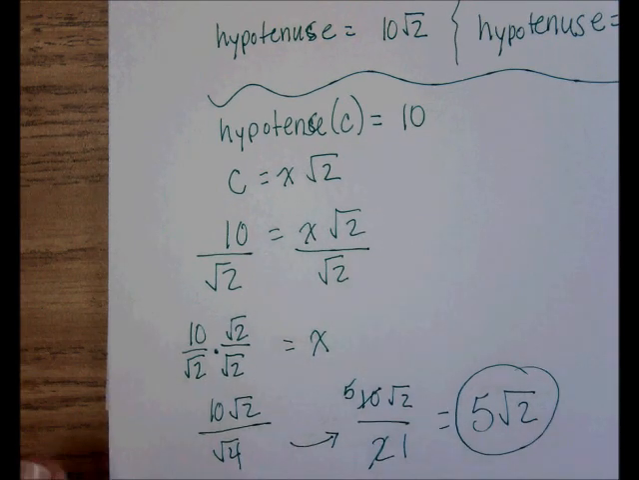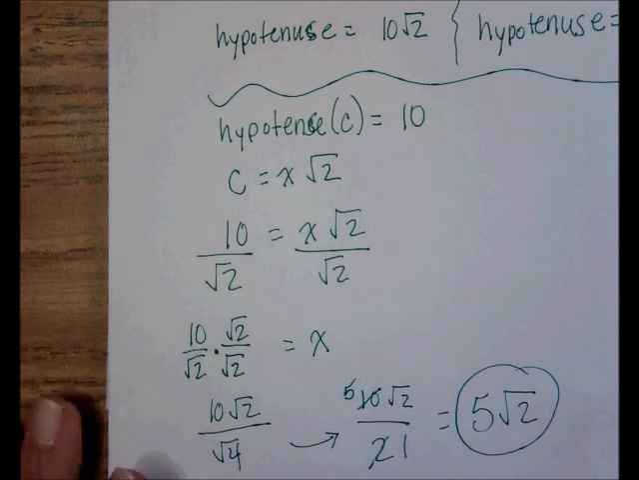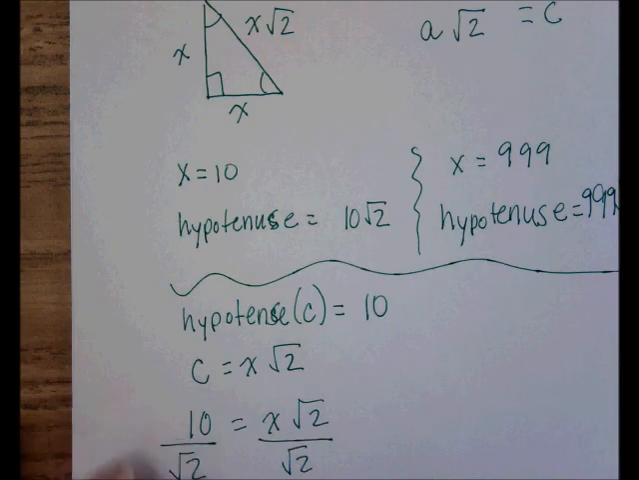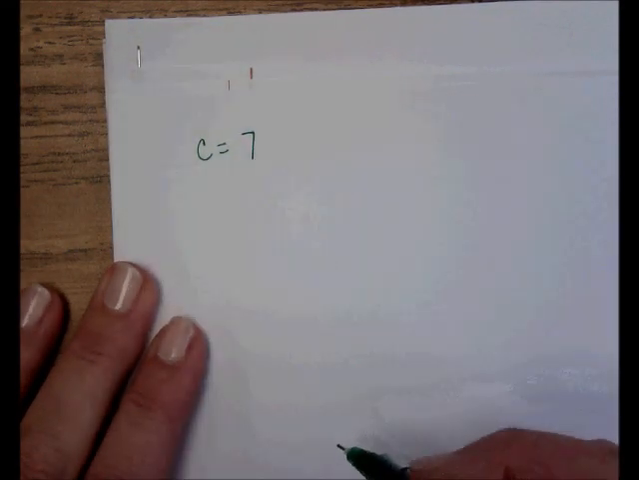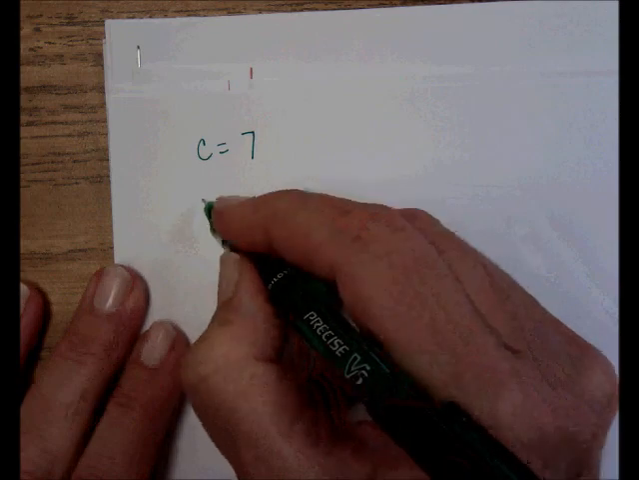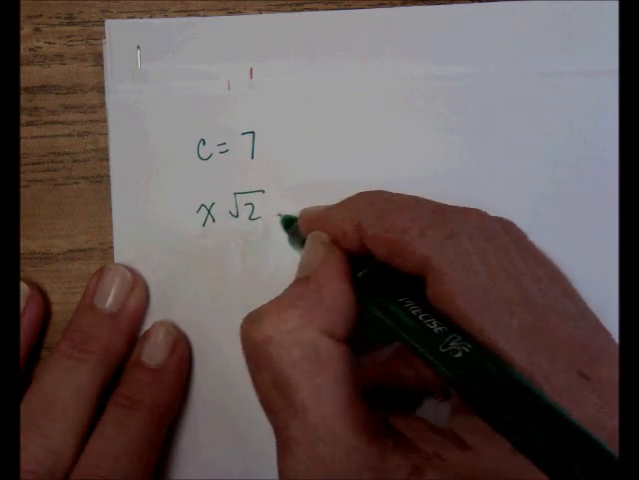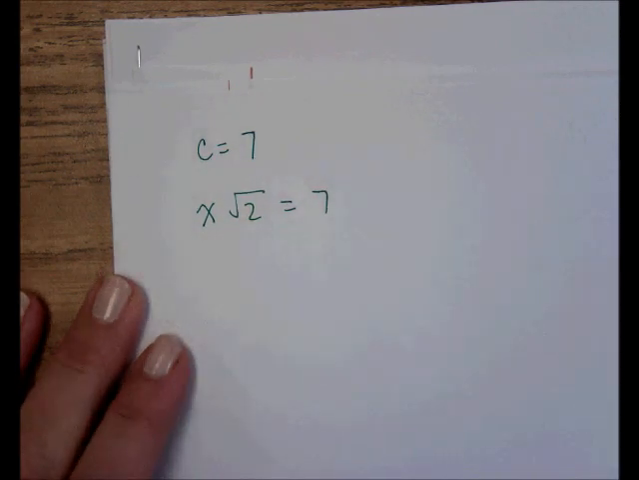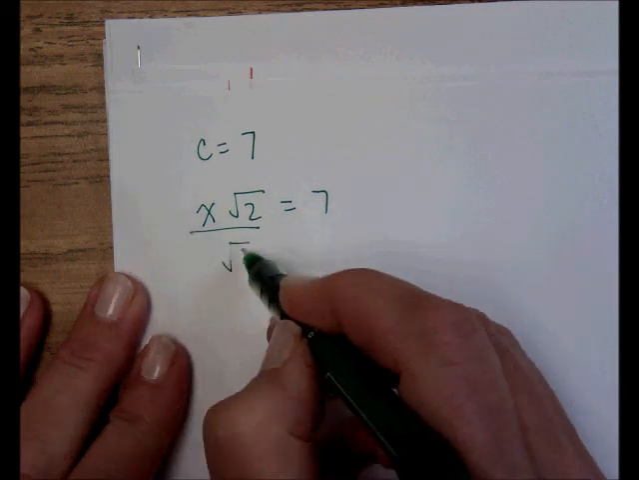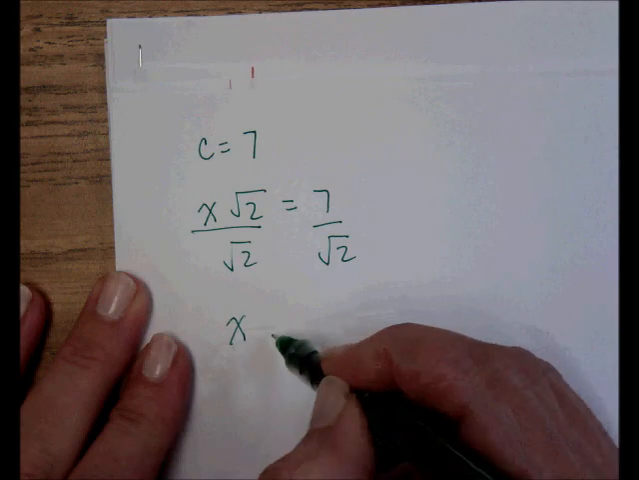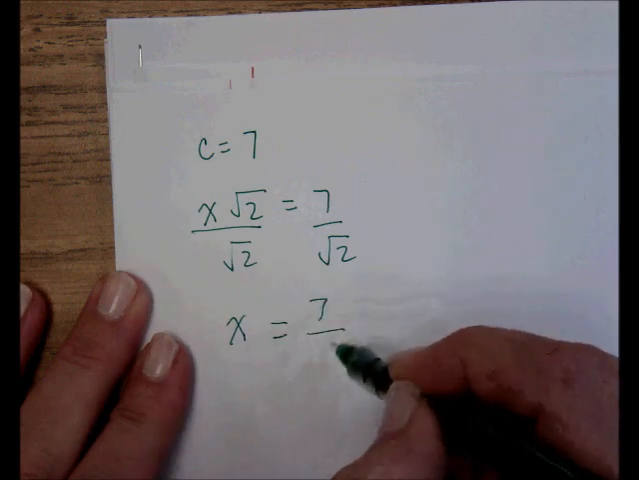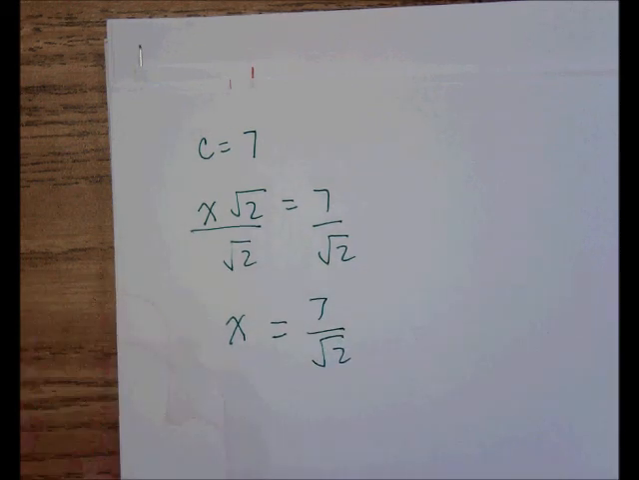So that would be what x is equal to. Let's do another example. Let's do an example where c is equal to 7. So in this case, again, I'm going to set x radical 2 is equal to 7. I'm going to solve for x by dividing both sides by square root of 2. And I'm left with x is equal to 7 over square root of 2.